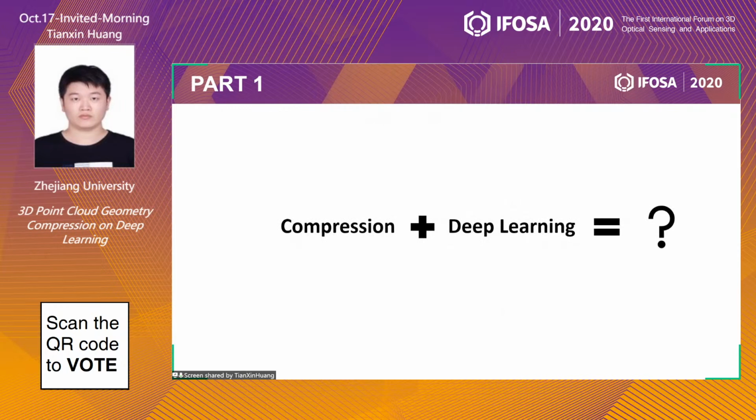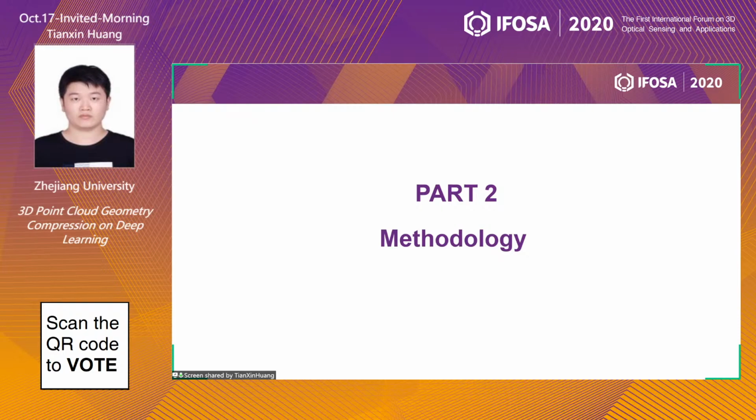So we can see that existing point cloud compression algorithms are basic encoding algorithms. So what if we combine it with deep learning? What if we try to learn an encoding rule directly from the data? And this is exactly the core of our work. So here comes our methodology.